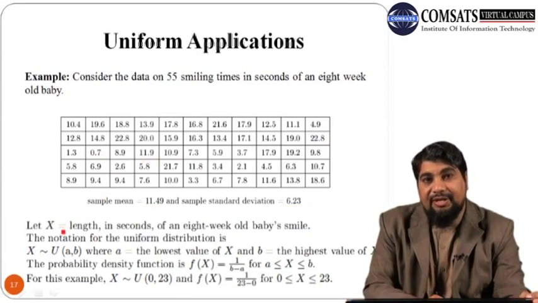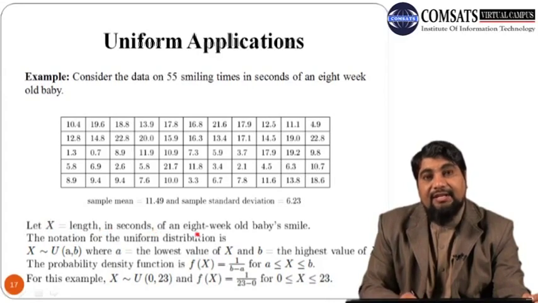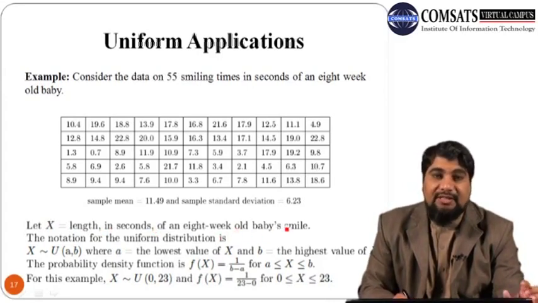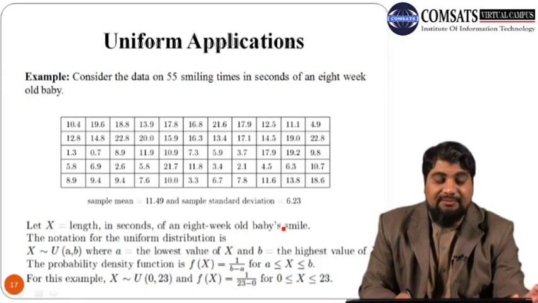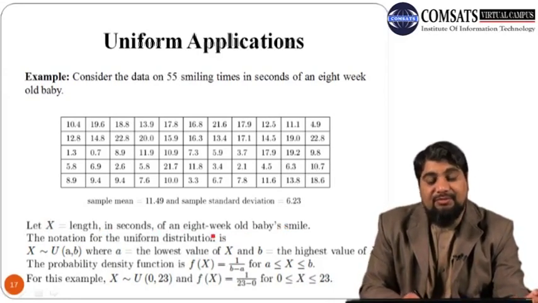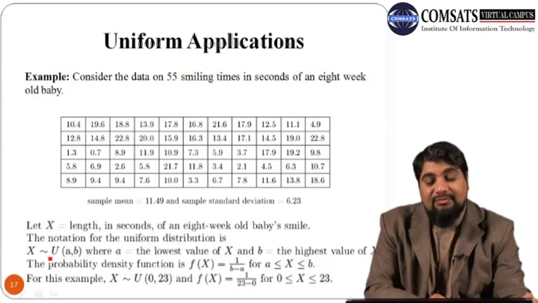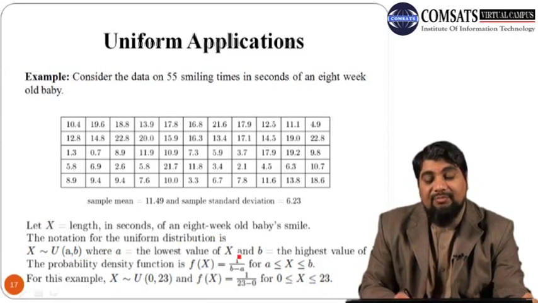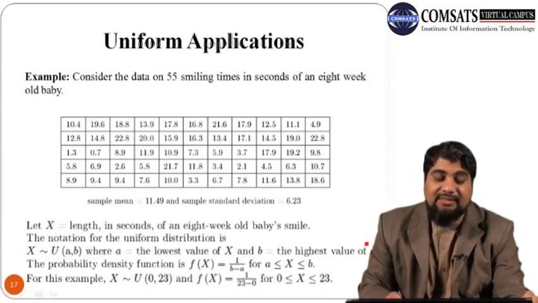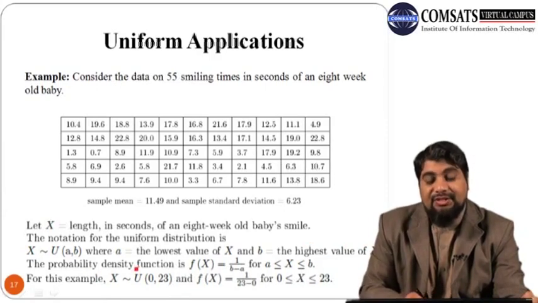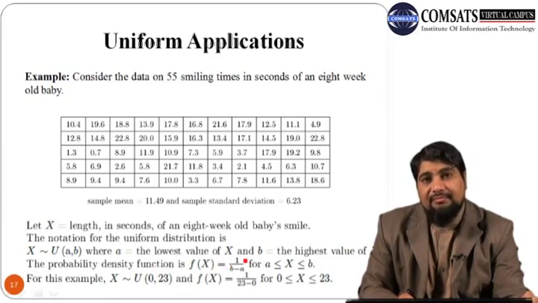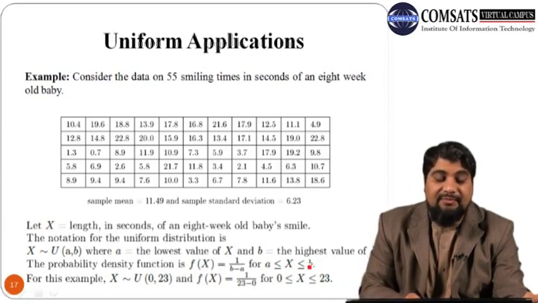So let us define a random variable X, which represents the length in seconds of an 8-week-old baby's smile. So what is the smiling time or smiling length? The notation for the uniform distribution is that X is distributed as uniform between A and B, where A is the lowest value of X and B is the highest value of random variable X. So the probability density function is f of X equals 1 over B minus A whenever X lies from A to B, and it is 0 otherwise.